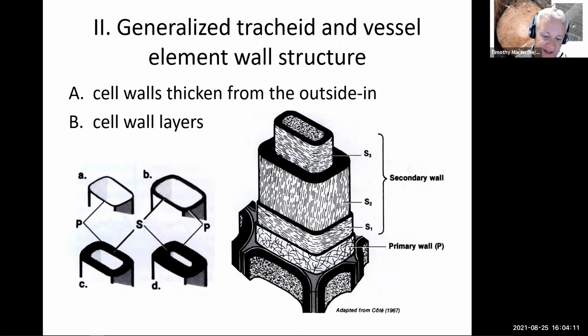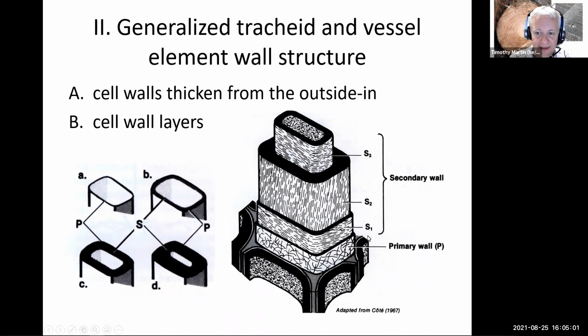So that structure that's left behind ends up being important both for water transport and for mechanical support, especially in gymnosperms, where those tracheids provide both water transport and mechanical support functions. So those cell walls thicken from the outside in. So this is a diagram showing the initial primary cell layer that's laid down. And then as that cell develops and differentiates, it thickens from the outside in. So basically, additional cell wall layers are laid down as that cell wall thickens.